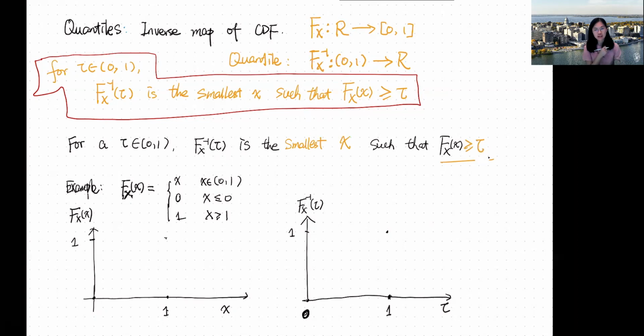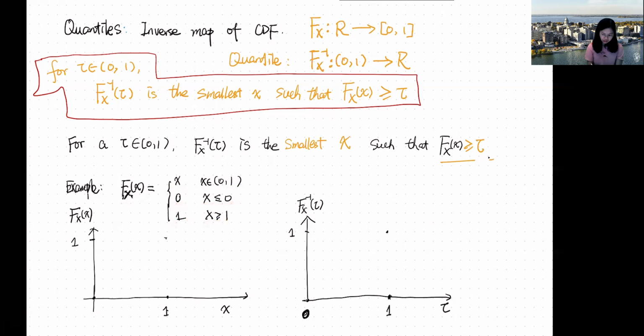Now we consider an example just to illustrate how we find that inverse function. This example is maybe too simple. In this example, this is actually the CDF for the outcome of the spinner, of the fair spinner. So this CDF function has two segments. The CDF equals little x for little x on the 0 to 1 interval, and equals 0 for x negative, and equals 1 for x greater than 1.